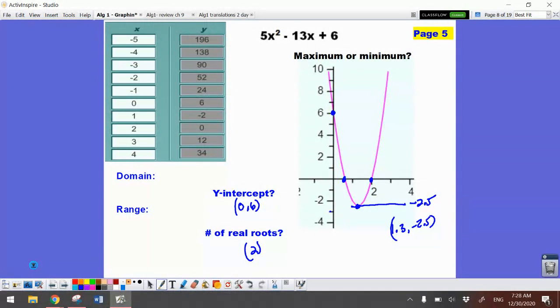Okay, and we know our domain is going to be all real numbers because it's not a word problem. And our range is going to be greater than or equal to because it's going up. And my bottom is negative 2.5. Okay. Now let's take a look at the table that kind of goes here.